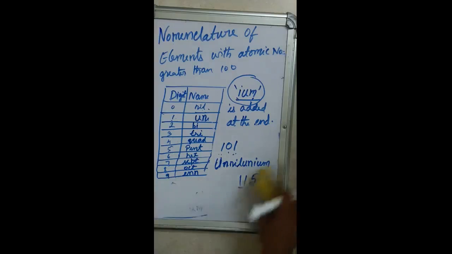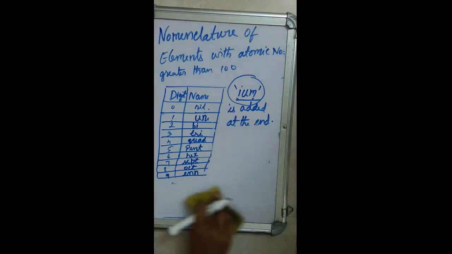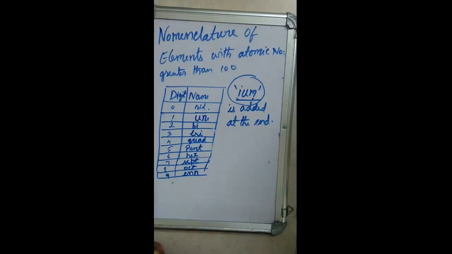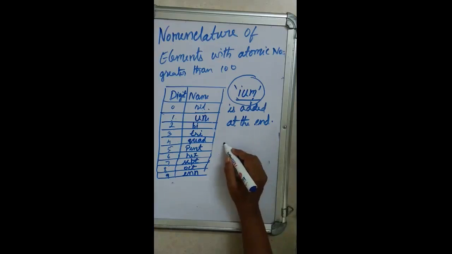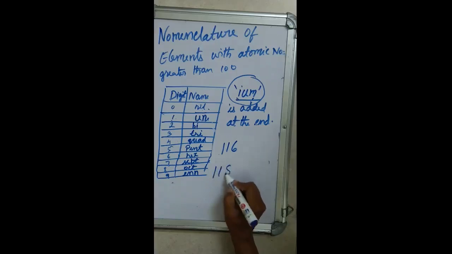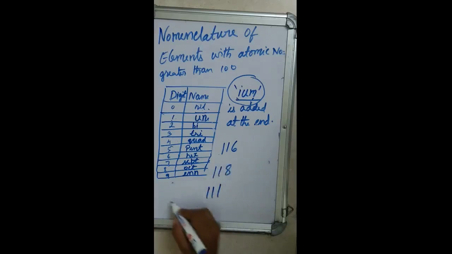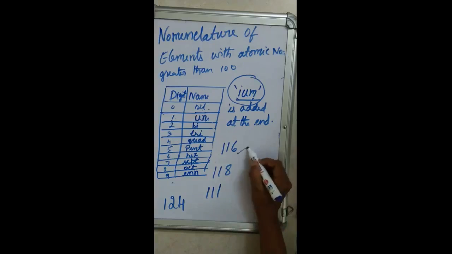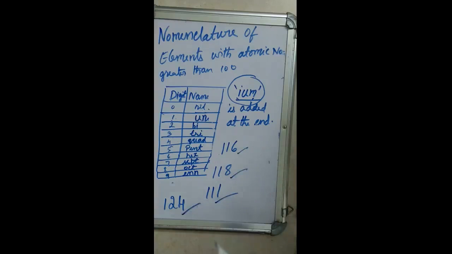Now I will give a few homework questions about the nomenclature. Write it and send it through WhatsApp. Write the IUPAC nomenclature of 116, 118, 111 and 124. Based on this system, write the nomenclature of these elements and send it to me through WhatsApp.